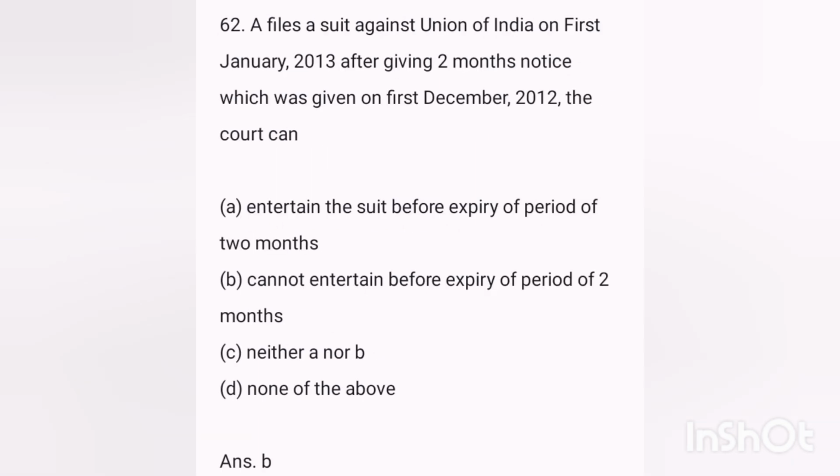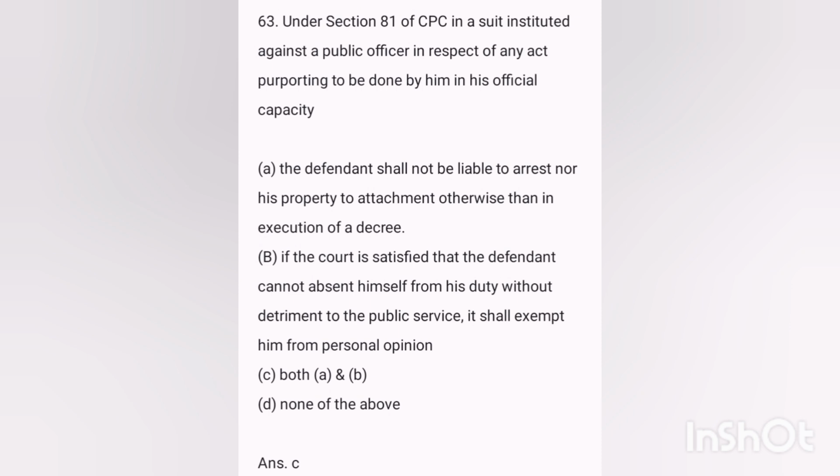Next, A files a suit against Union of India on 1st January 2013 after giving 2 months notice which was given on 1st December 2012. The court can. Answer was B. The court cannot entertain it before the expiry of the period of 2 months. Next, under Section 81 of the CPC, in a suit instituted against a public officer in respect of any act purporting to be done by him in his official capacity. Answer was C, both A and B.